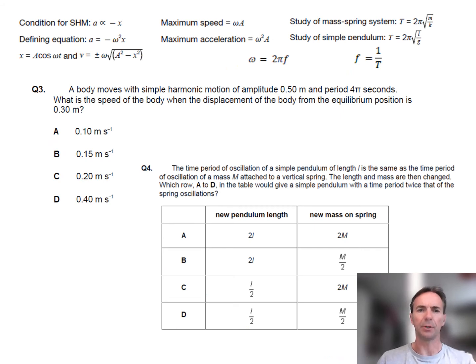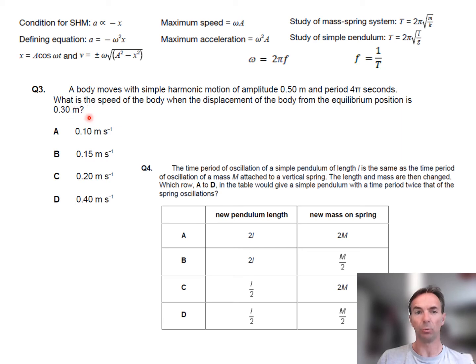Okay. Right, question 3 here. A body moves with simple harmonic motion of amplitude 0.5 and a period of 4 pi seconds. What is the speed of the body when the displacement of the body from the equilibrium position is 0.3 meters? So a body moves with simple harmonic motion at 0.5 amplitude, A, period, that's T. What is the speed? That's v of the body when it's right. So we've been given a displacement here.